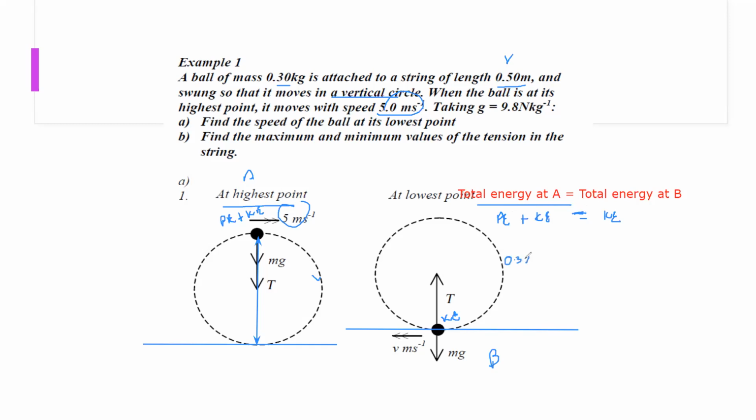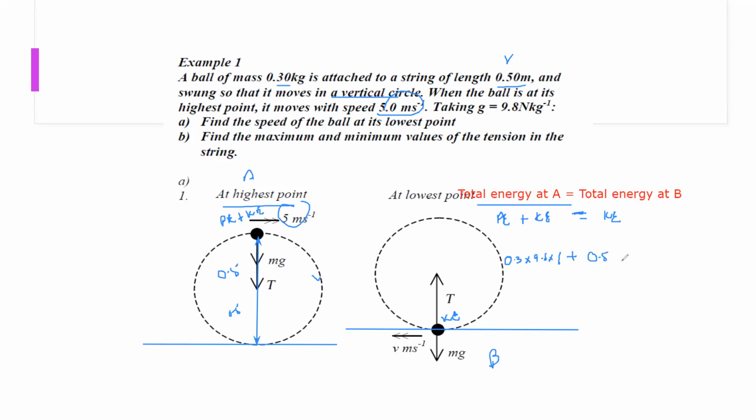0.3 multiplied by gravity, which is 9.8, and multiplied by height. What is the height? Because the length of the string is 0.5, if this is 0.5, this will also be 0.5. So it is at a height of 1 meter. So this will be 1 plus kinetic energy, half mv square.